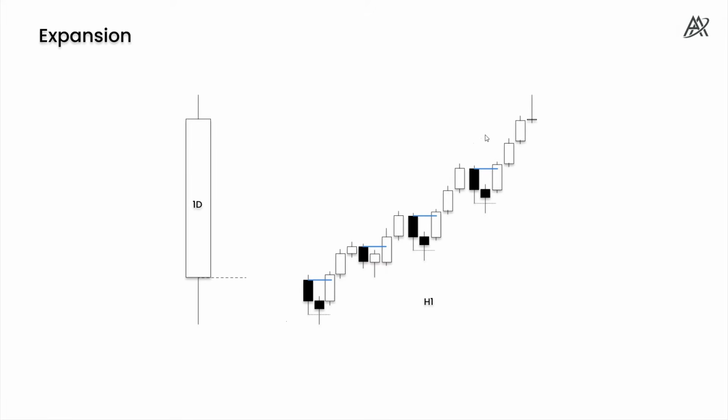So in an expansion phase, I want a shallow retracement. I don't want deep retracements, right? I want a shallow retracement, and then these opposing candles support price higher and higher in a bullish scenario.